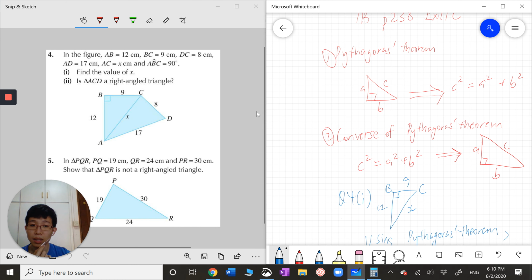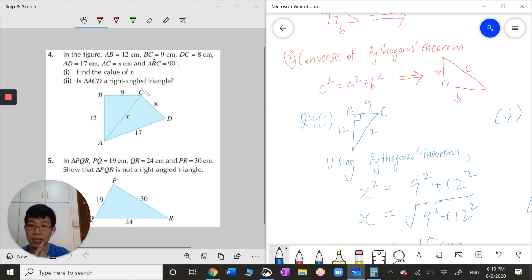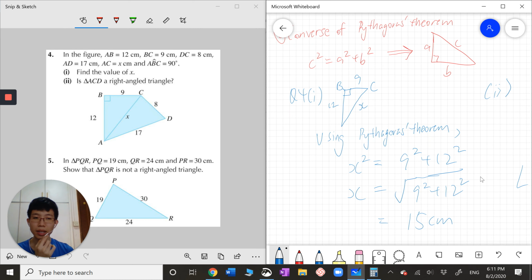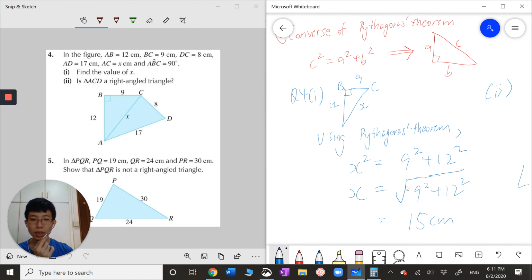So using Pythagoras theorem, since we know that triangle ABC is a right angle triangle, we can say that the hypotenuse square, which is X square, equals 9 square plus 12 square. So to find X, I just take the square root of 9 square plus 12 square, which gives me 15. For the next part, it uses the converse of Pythagoras theorem to prove whether triangle ACD is a right angle triangle.